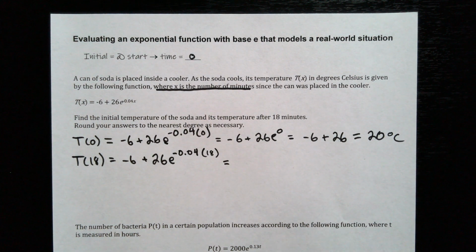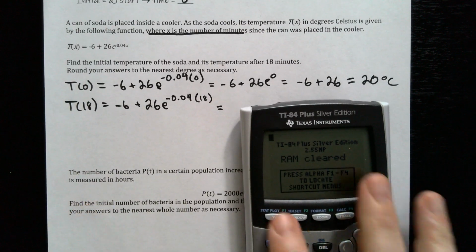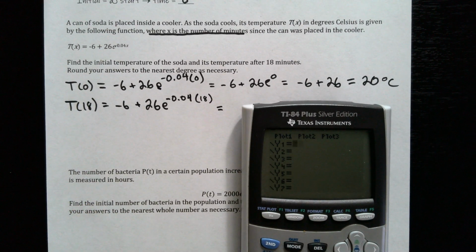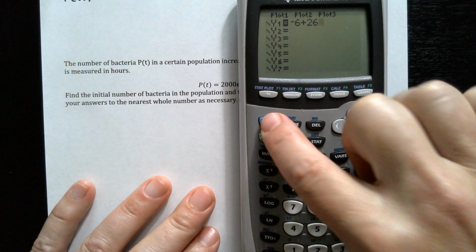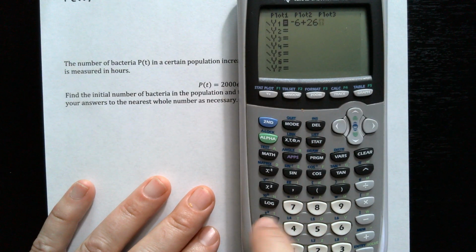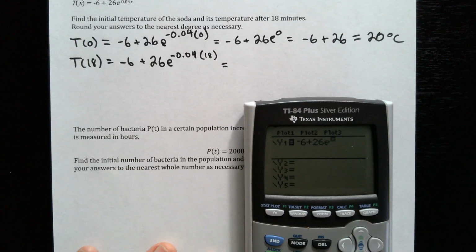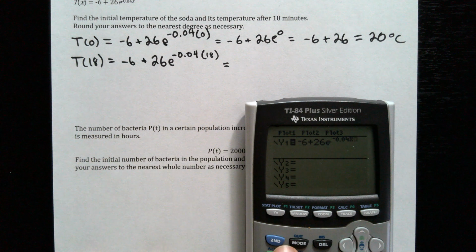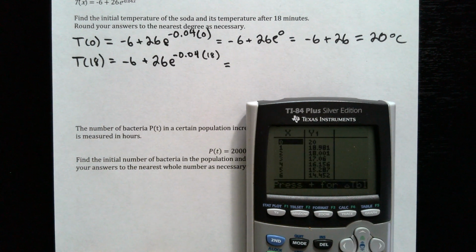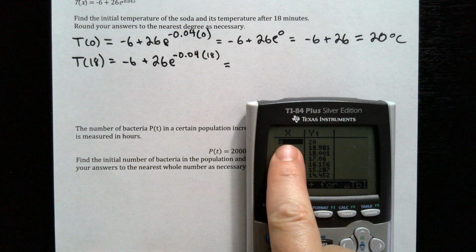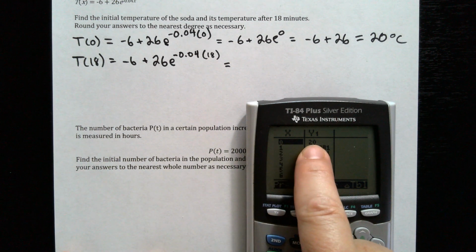Okay, so here's the TI-84. Let's go to y equals. We'll type in the function -6 plus 26. Let's see, how do I get an e? I hit second ln. That'll pop up an e. And for the exponent, I need -0.04x. Okay, so there's a function. Now I can go to my table by hitting second graph, and there's some values. We can see that the first one's confirmed. If I plug in 0 for x, I do get 20.